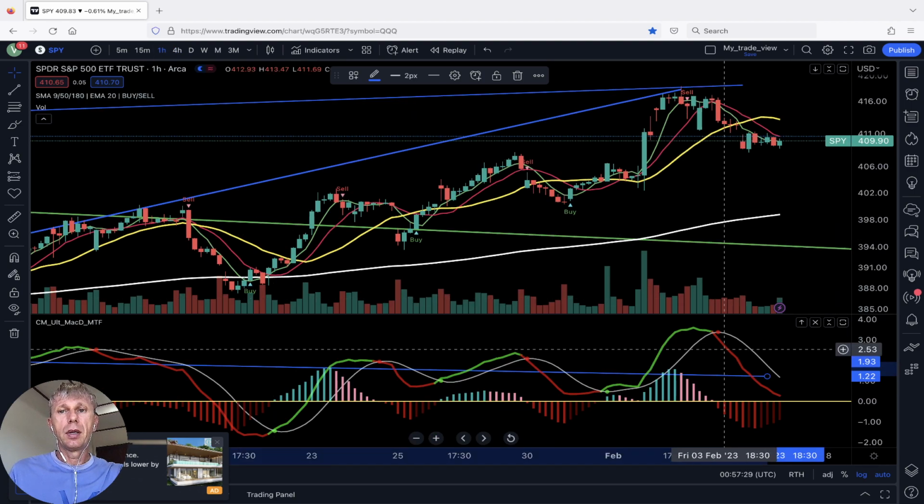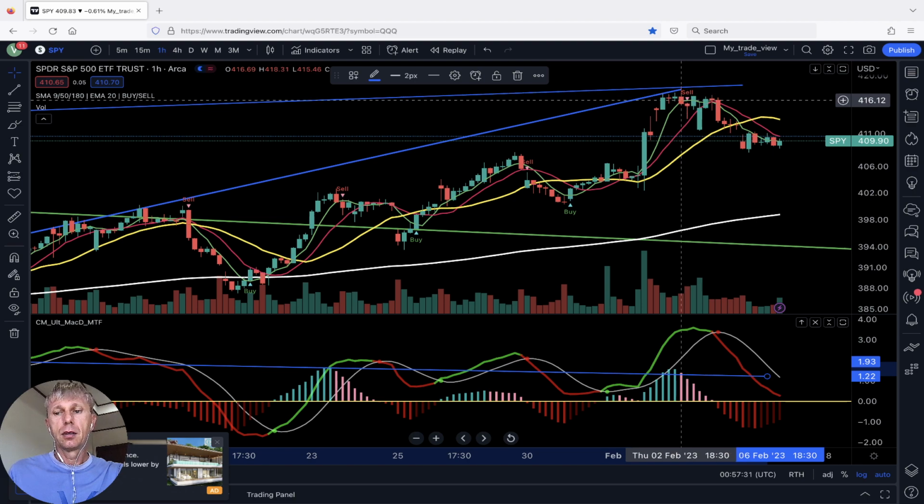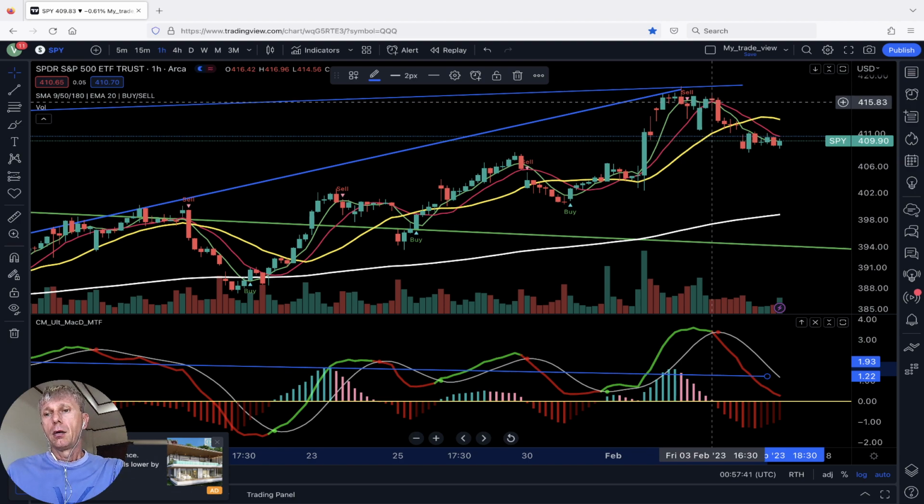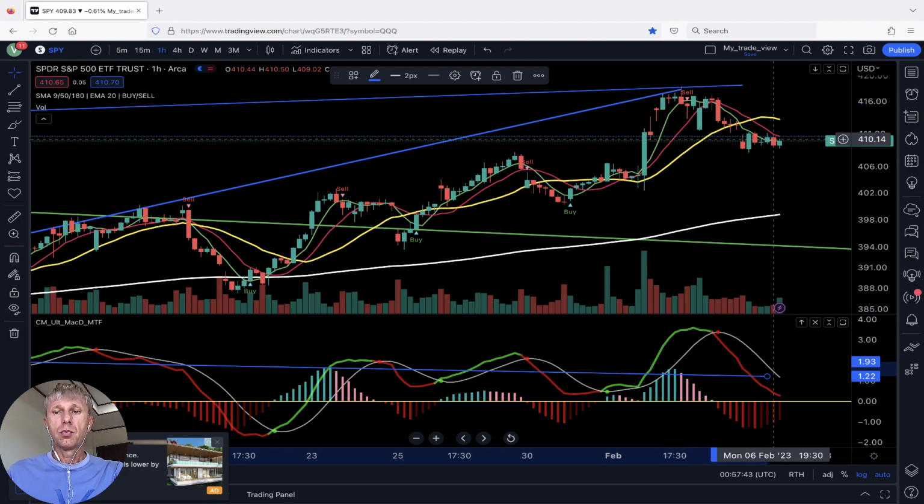On 1 hour, it's already bearish since Friday, right? It's bearish since February 3rd. From last Friday it's in bearish mode, and no changes on 1 hour, it's still bearish. Let's move to Qs.